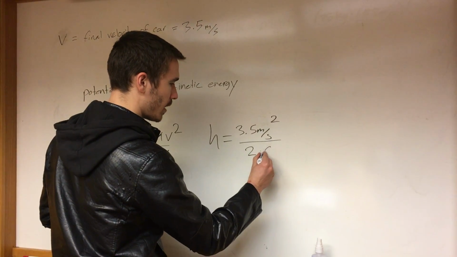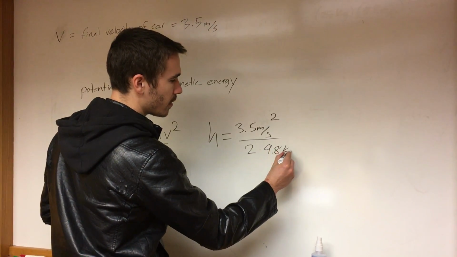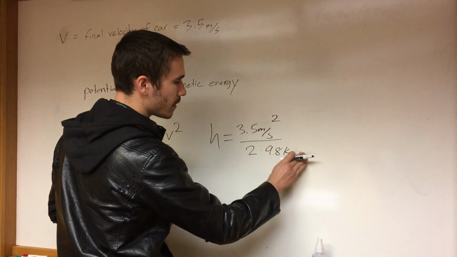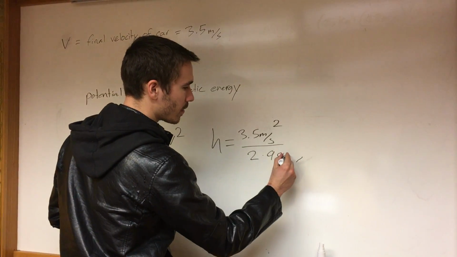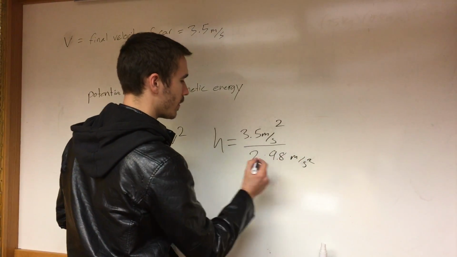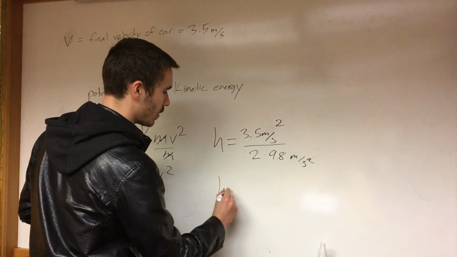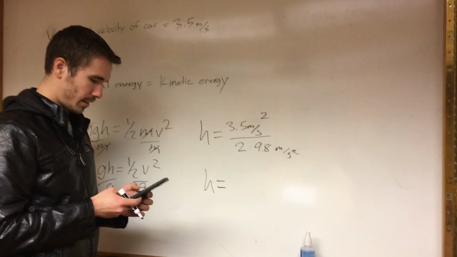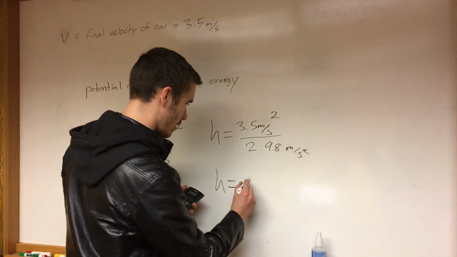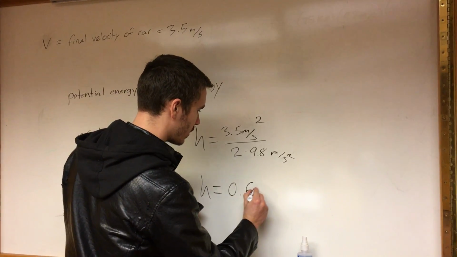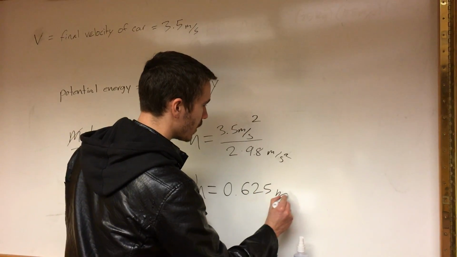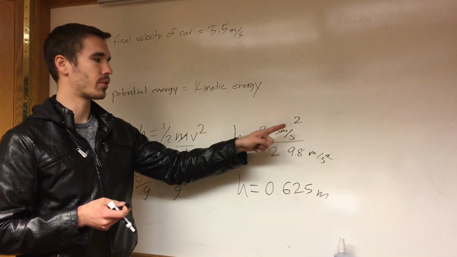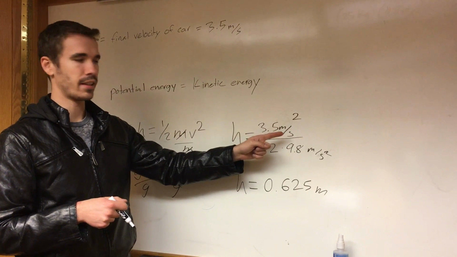divided by 2 times 9.8 meters per second squared. So once we run this through a calculator, we should get 0.625 meters. And the reason why we'd get that is the seconds squared would cancel out once you square the meters and the seconds here.